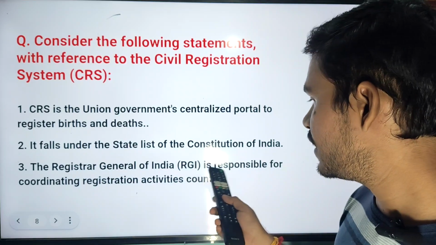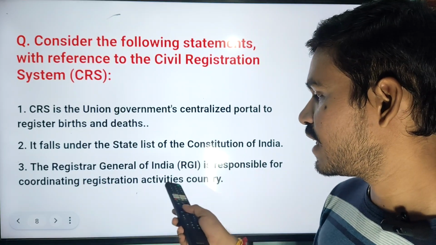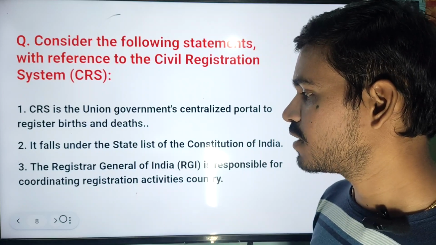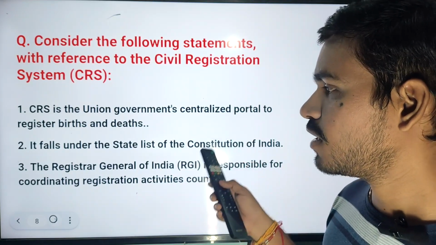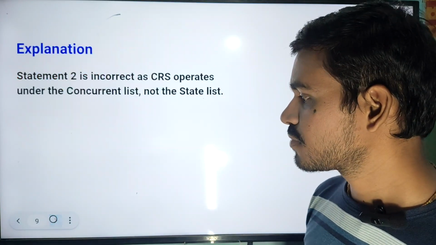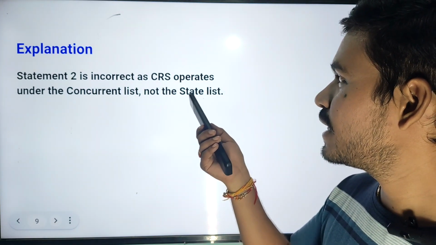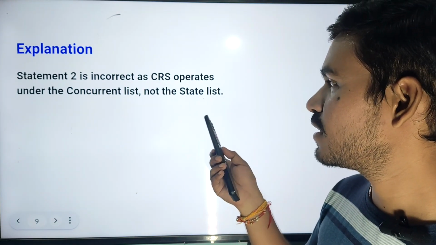The Registrar General of India is responsible for coordinating registration activities throughout country. This statement is also correct. So first statement, third statement are correct, second is wrong. So statement 2 is incorrect, as CRS operates under the concurrent list, not the state list.